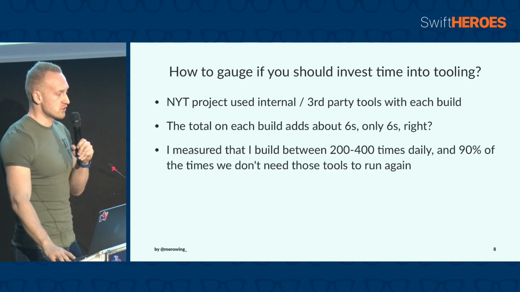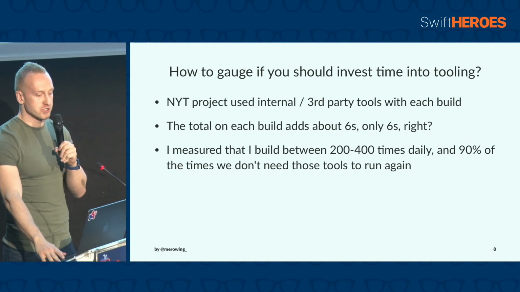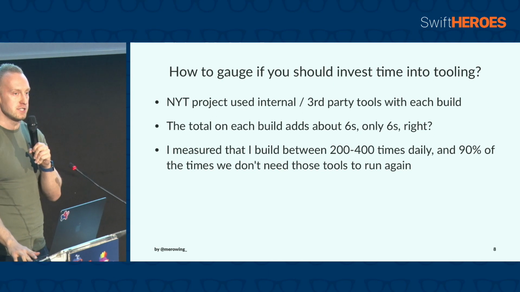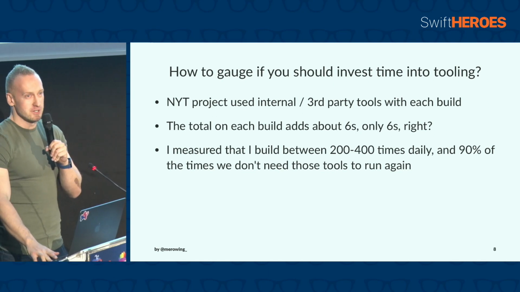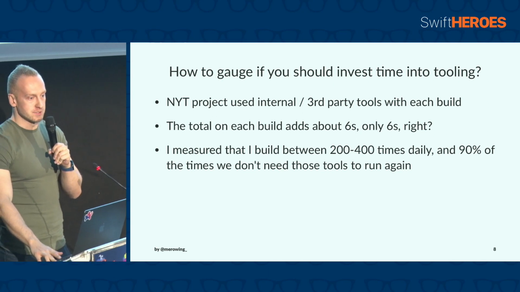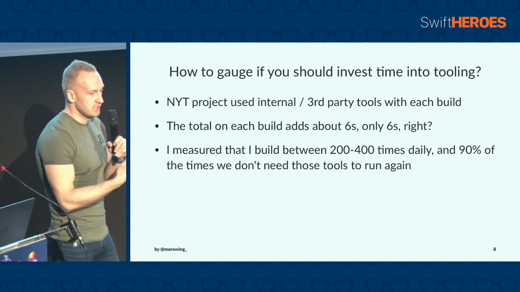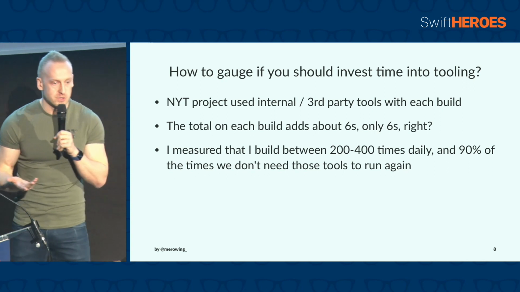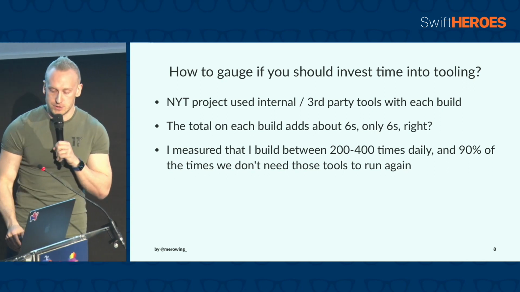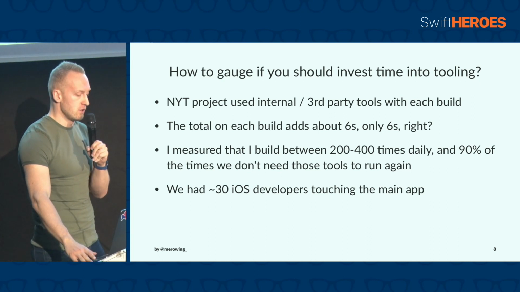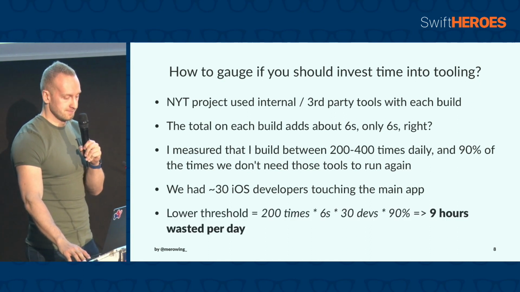But I actually measured how many times I built the project per day, and on usual days, it was between 200 and 400 times. And 90% of the time, I didn't really care about those tools because I didn't change code that Sourcery relied on. I didn't really care about linting my code for the development changes that I was doing. And we had 30 developers working on the main application.